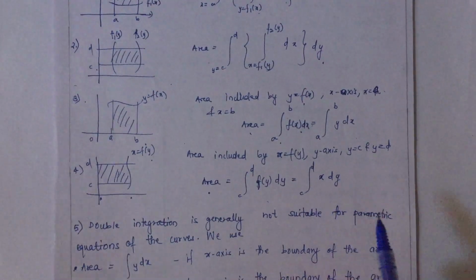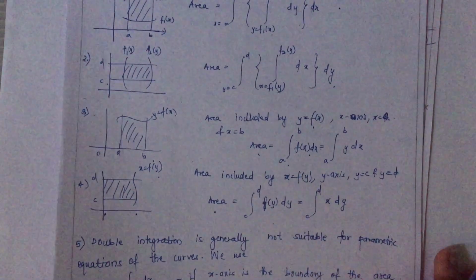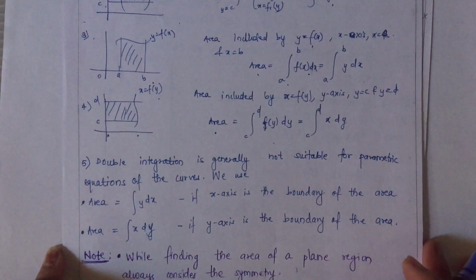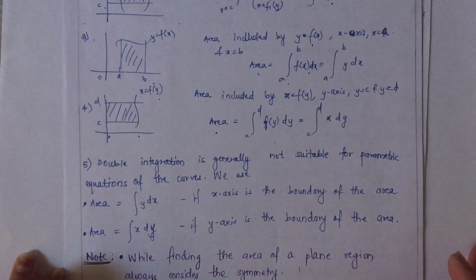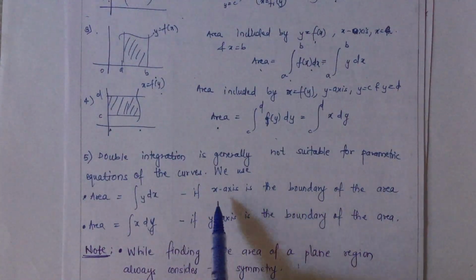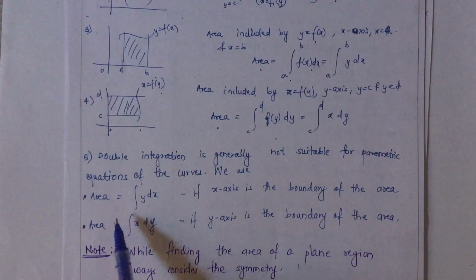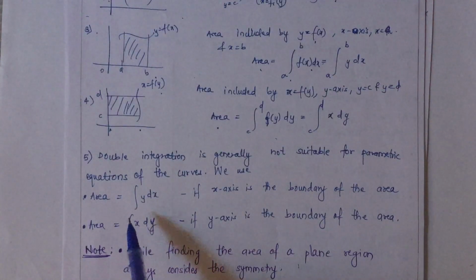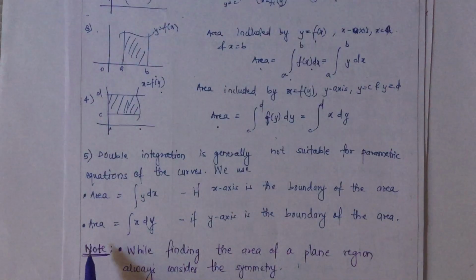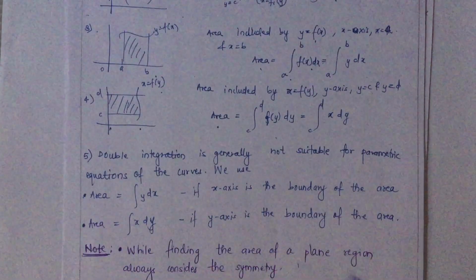Now suppose you are given parametric equations. Double integration is not that suitable for parametric equations, so it is better to consider the boundary of the area. If the x-axis is the boundary of the area, then evaluate the area by the formula integral y dx. If the y-axis is the boundary of the area, then evaluate the area by integral x dy.